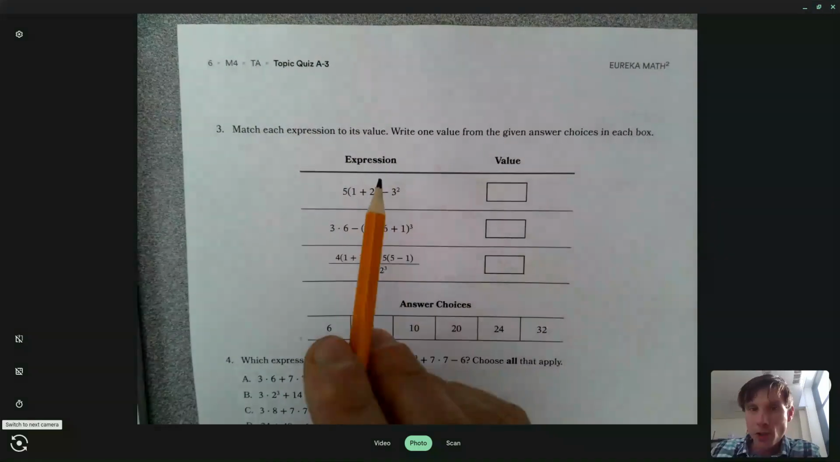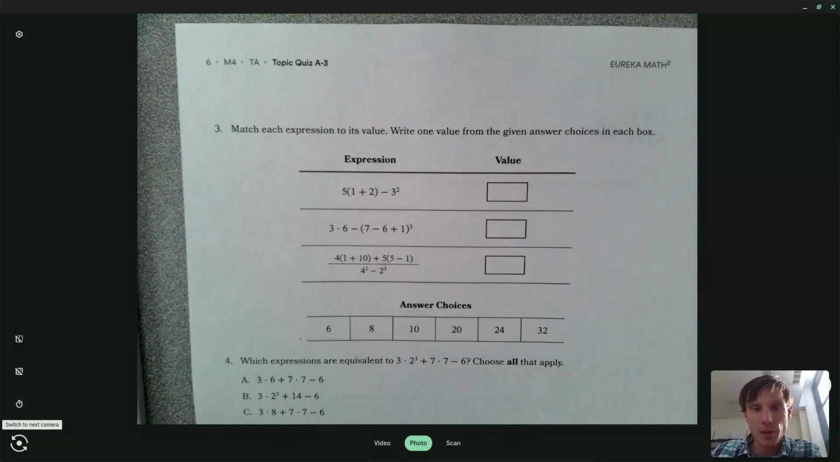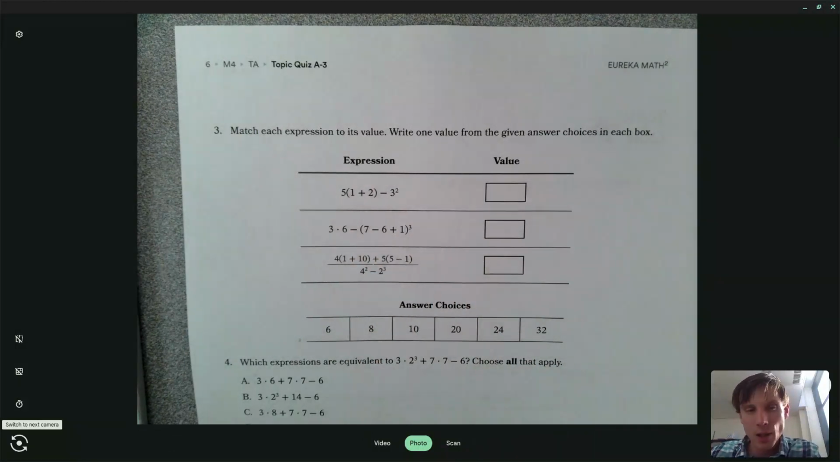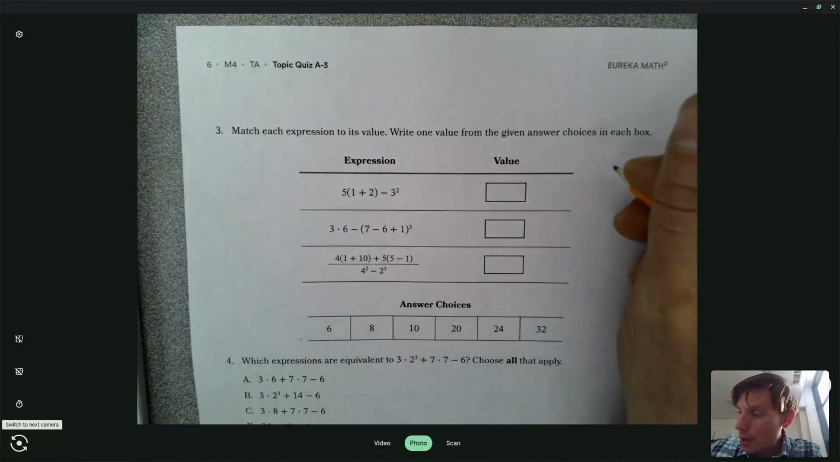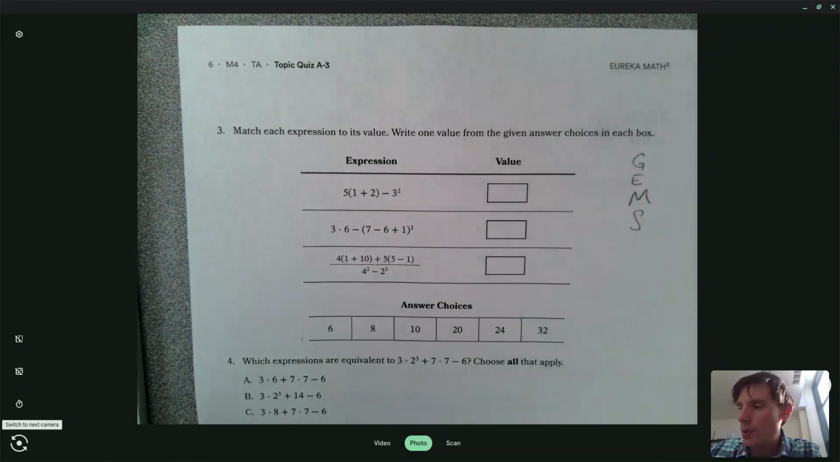All right. So match each expression to its value. Write one value from the given answer choices in each box. Okay. So our answer choices are down here. We can use that to verify our answers are correct. All right, remember we're using our GEMS. If it's helpful, go ahead and write that acronym out, GEMS.